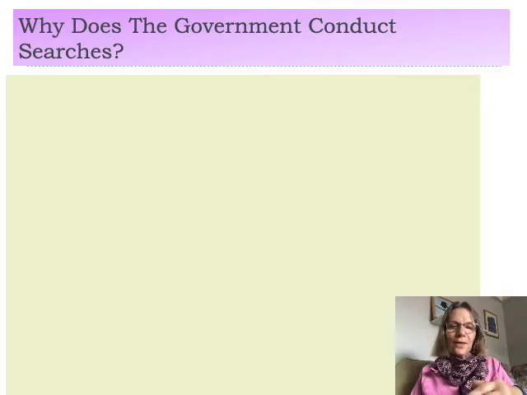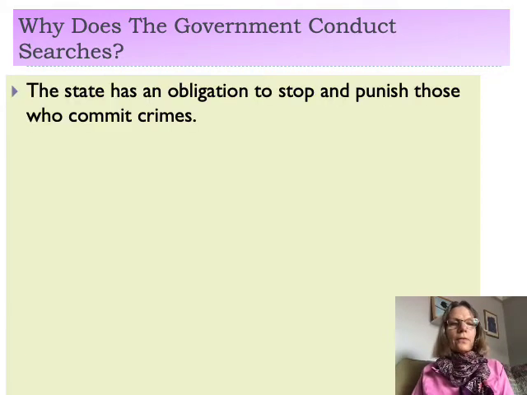So the first step in the process is once a crime has been reported or witnessed by law enforcement, then an investigation starts, okay? And so the question there is, why does the government conduct searches? Well, the state has an obligation to stop and to hold accountable those who commit crimes, right?